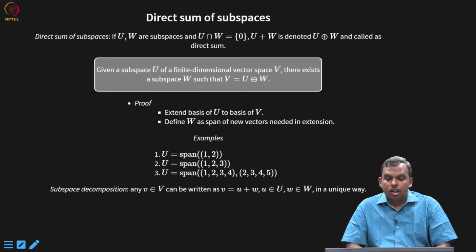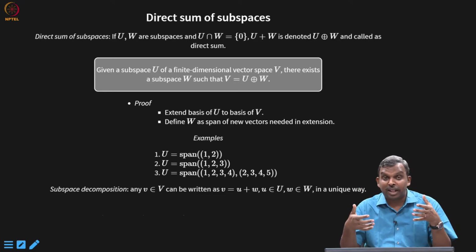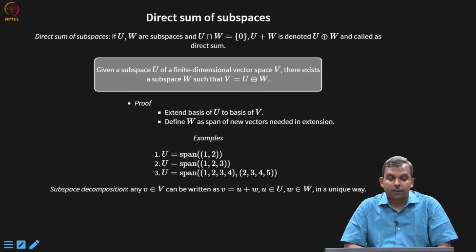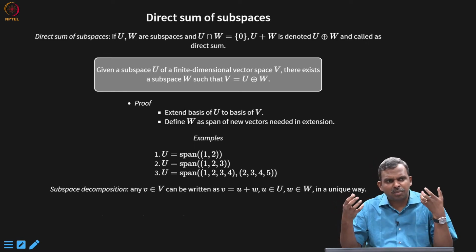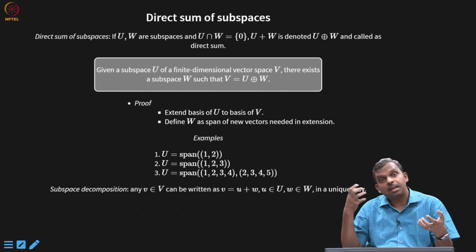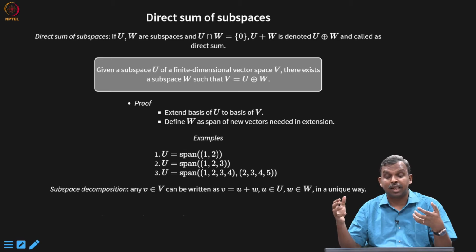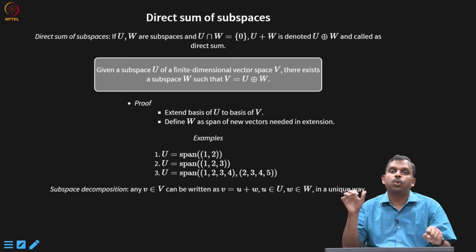So here is the most interesting result in this idea of direct sums. It's put in this box for you here. Supposing you have a vector space V, it's finite dimensional, and somebody gives you some subspace U of V. It can be any subspace. It turns out there is another subspace W of the same vector space such that the vector space itself can be formed as a direct sum of U and W.